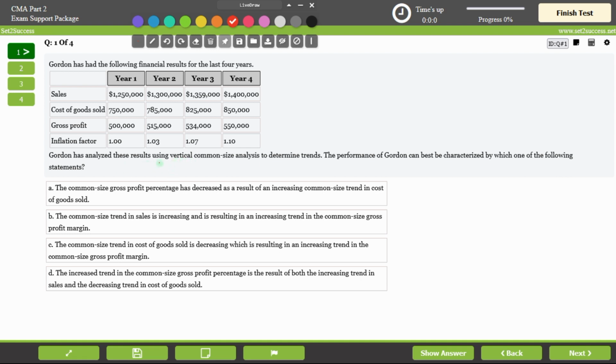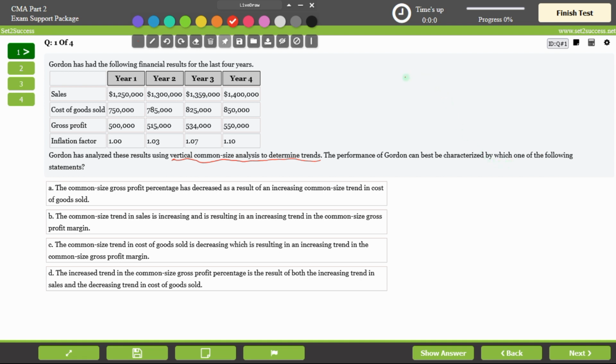Gordon has analyzed these results using vertical common size analysis to determine trends. So they are using vertical common size analysis to determine the trends. The performance of Gordon can be best characterized by which one of the following statements. So they are using the vertical common size financial statements.